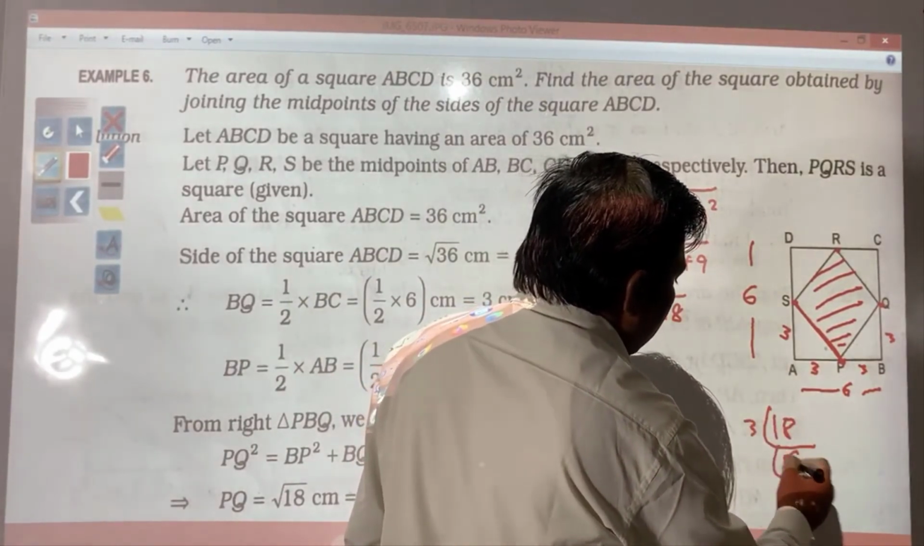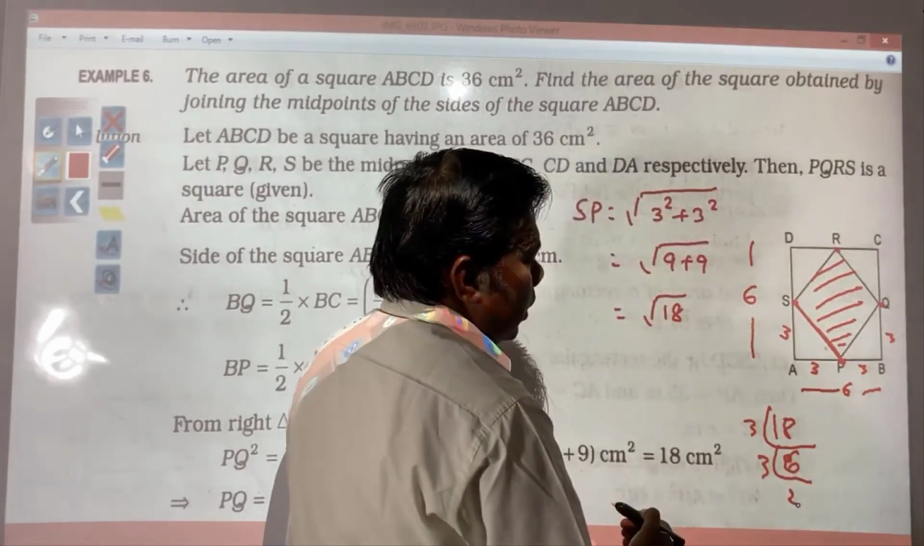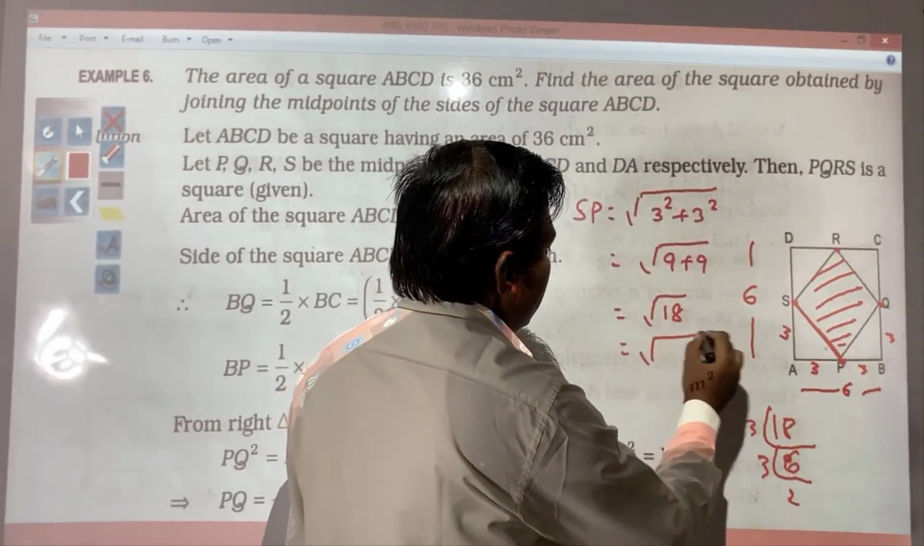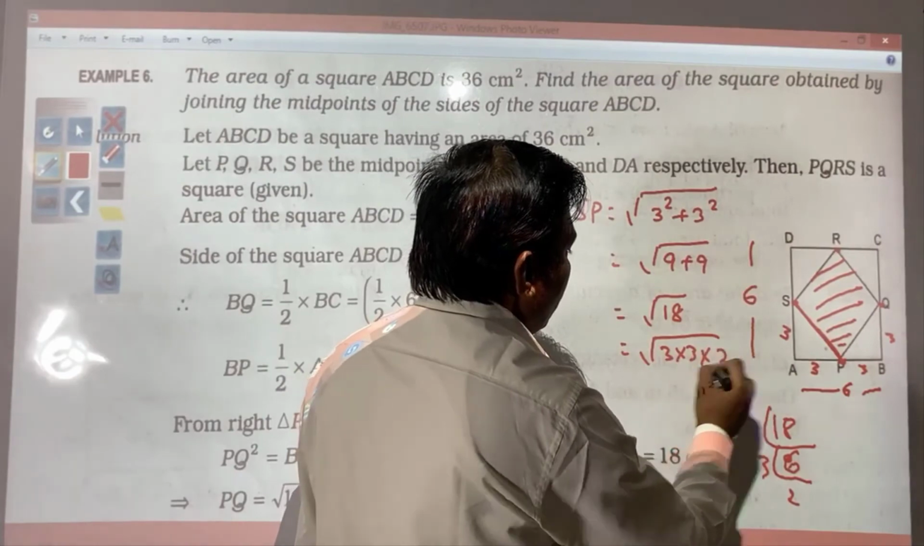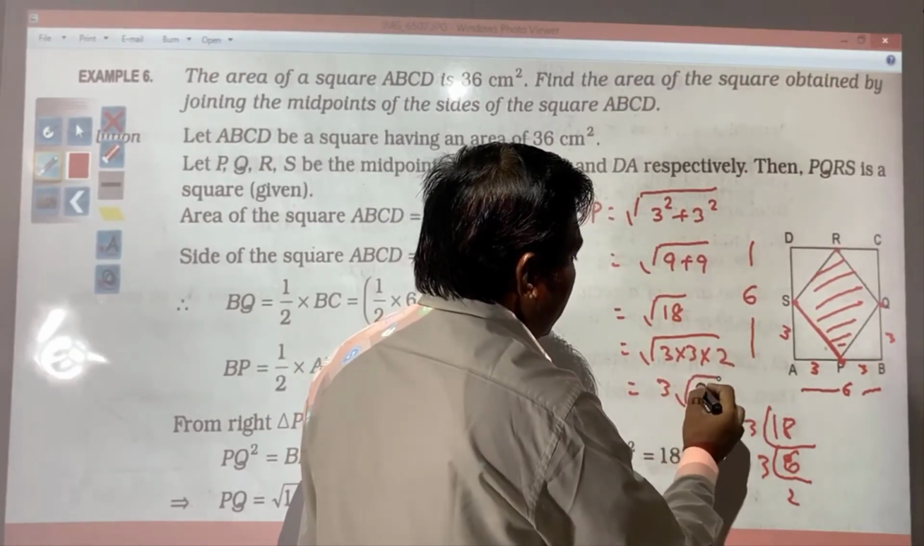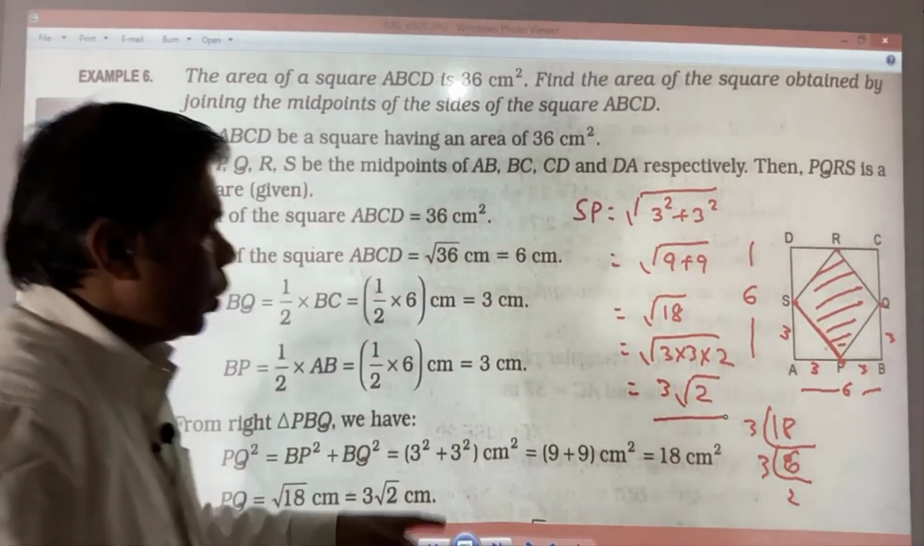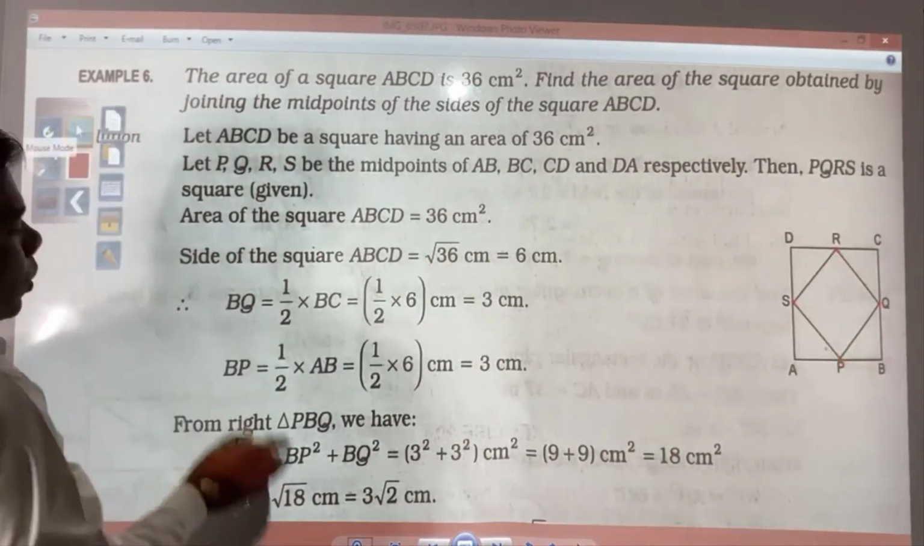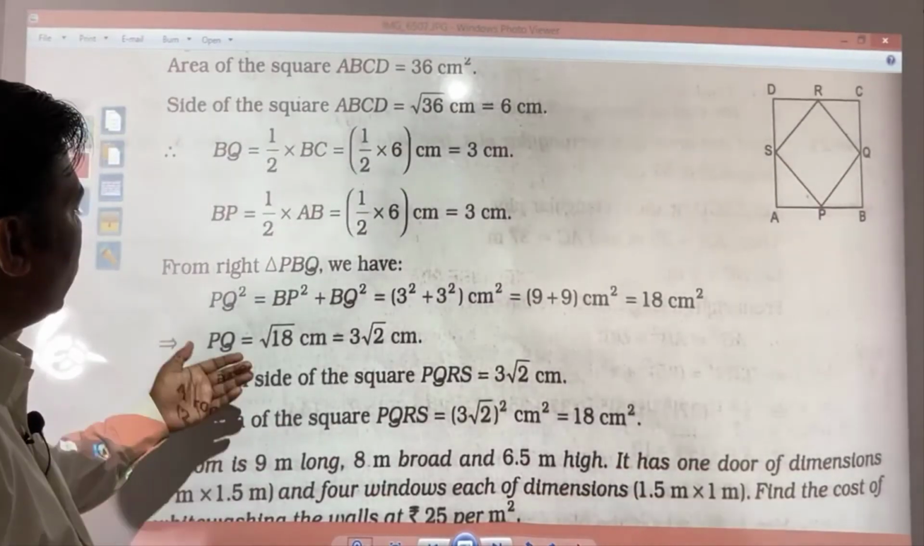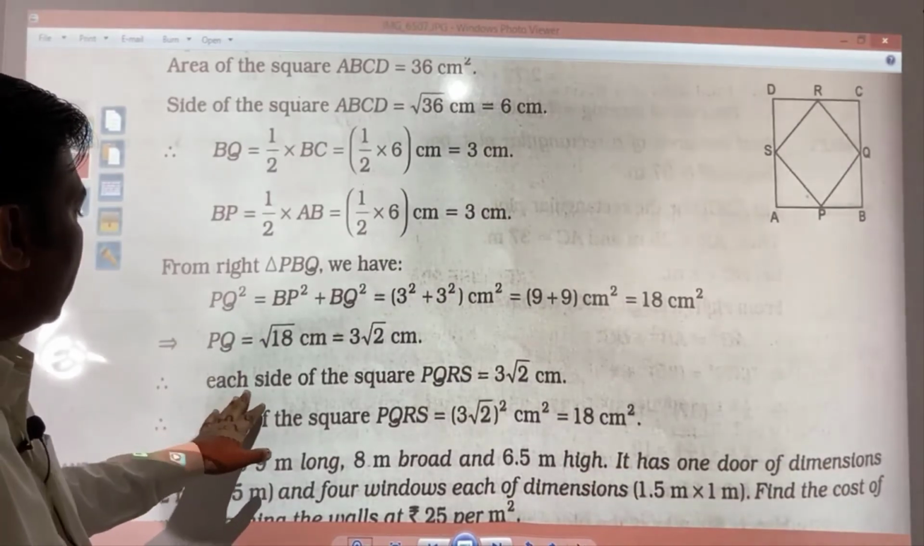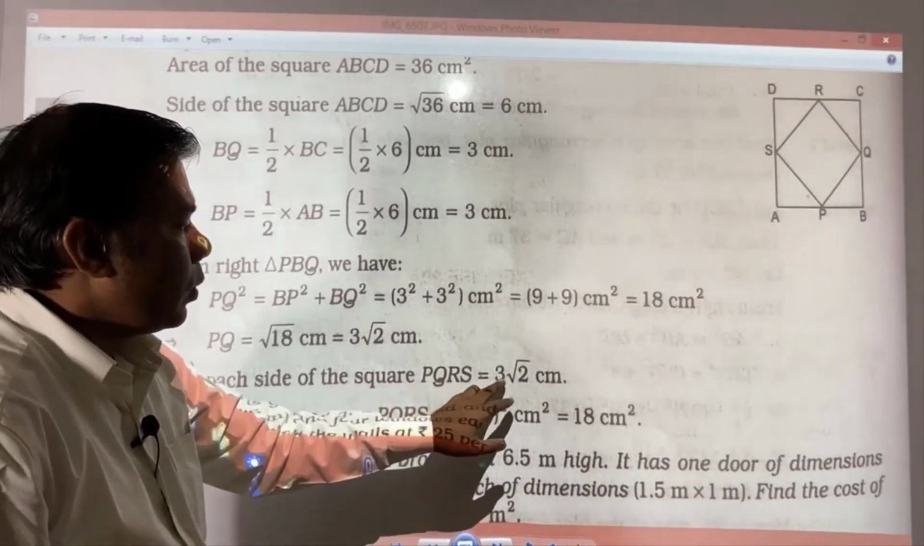3 6 is 18 and 3 2 is 6. So this can be written as 3 into 3 into 2, or this will be 3 root 2. So one side you have got 3 root 2. Then you find out each side of the square PQRS will be 3 root 2.